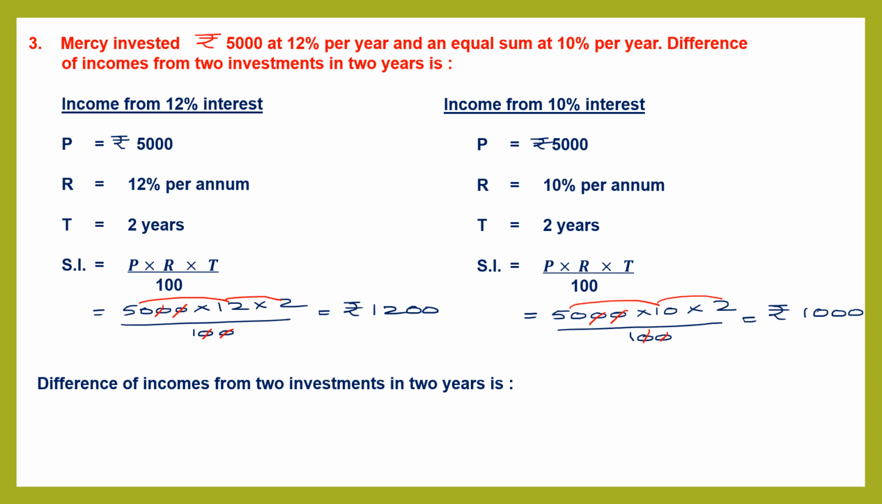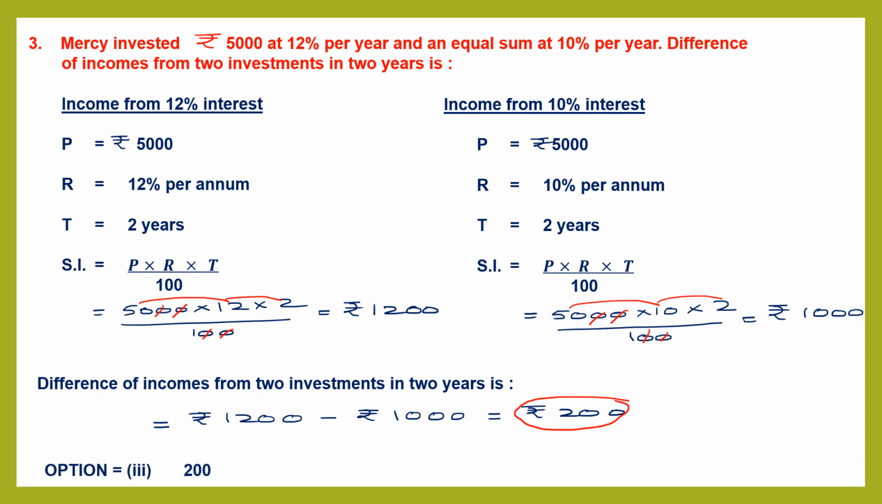So that is equal to 1,200 rupees, that is the first income, minus 1,000 rupees. So when you subtract the two, what do you get? 200 rupees. 1,200 minus 1,000 is 200. So this is our answer, 200 rupees. And that is option 3. Option 3, 200 rupees is our answer.